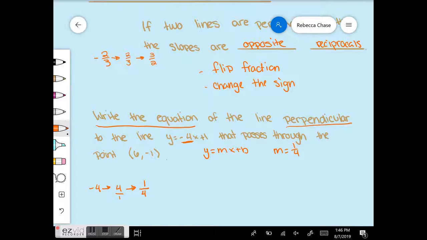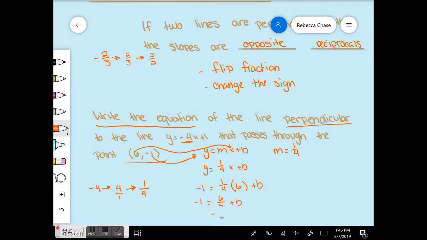So we go back here, and we're going to plug that new slope in. So y equals 1 over 4x plus b. And we're going to do the same thing with this point, and we're going to plug our x into the equation, and we're going to plug our y into the equation. Okay, so I'm going to have negative 1 as my y equals 1 over 4 times 6 plus b. And then we go through, and we're going to solve for b. So I've got negative 1 equals 1 over 4 times 6. I want to keep these as fractions because I do not like working with decimals. I'm going to have 6 over 4 plus b.